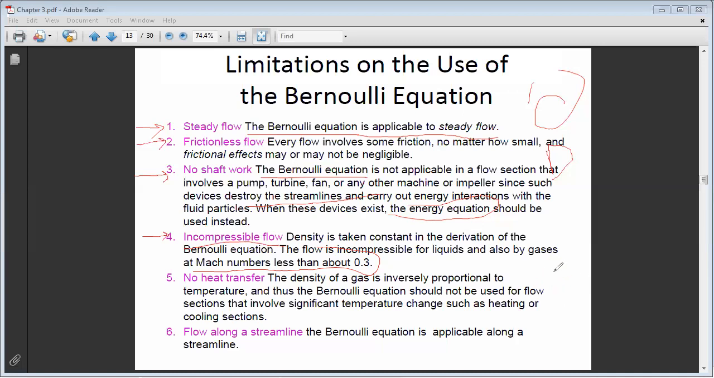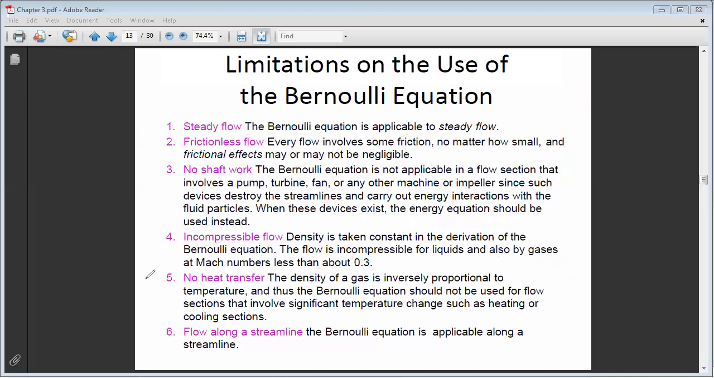Okay, so we said that it's equal to the ratio of the velocity of sound in a fluid over the velocity of sound in air. By this way you can get this number. It should be smaller than 0.3. In case it's larger than 0.3, you cannot consider that your flow is incompressible.